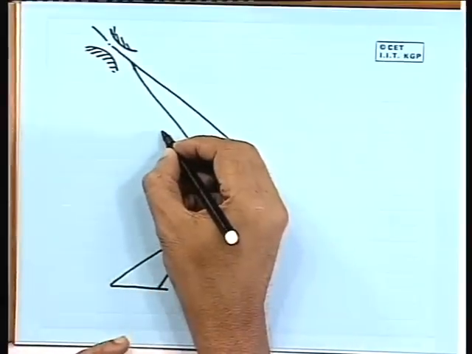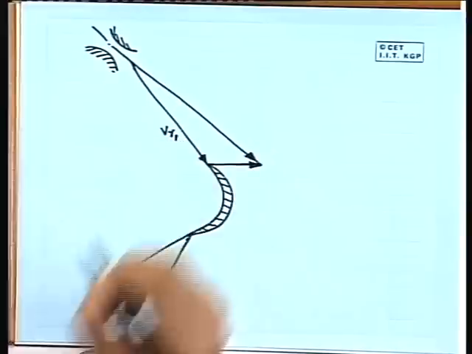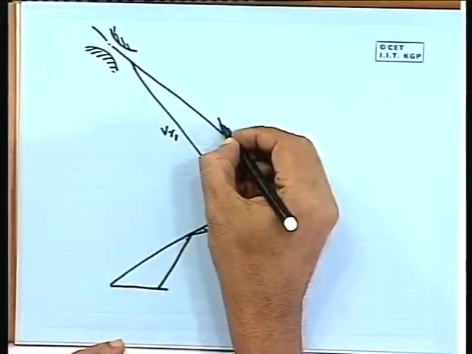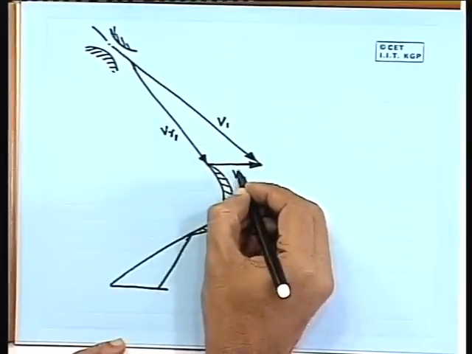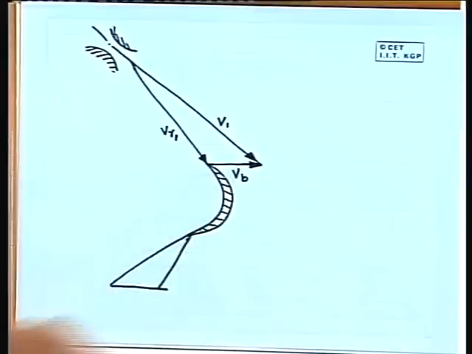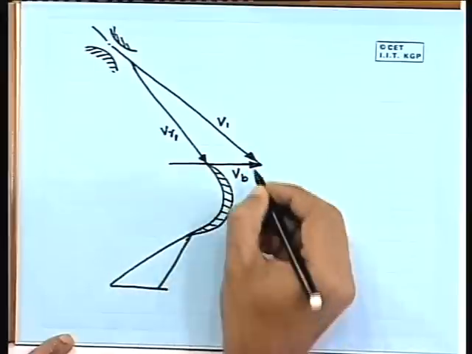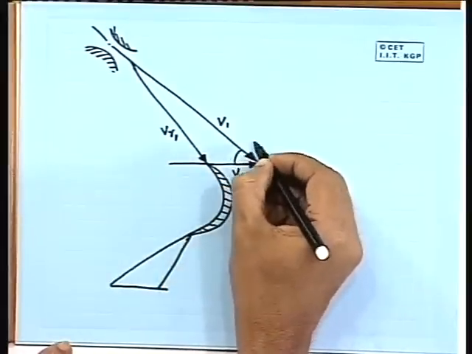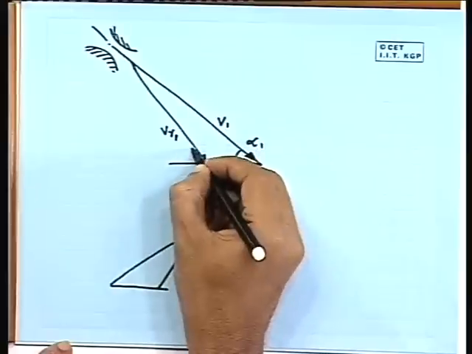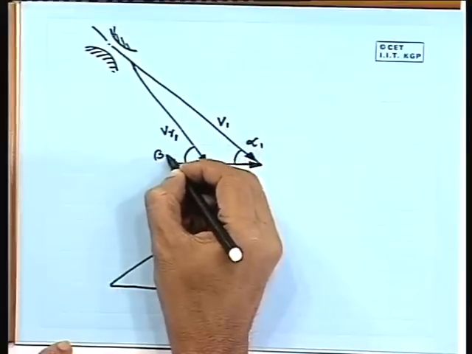So, we will have this, the relative velocity of the fluid. This is the absolute velocity of the fluid, and this is the Vb, the linear velocity of the plate. That is how we will have a relationship between different velocities. And this diagram, this is a triangle, known as the velocity triangle. Now, there are different angles. This angle is denoted as alpha 1. This angle is denoted as beta 1.